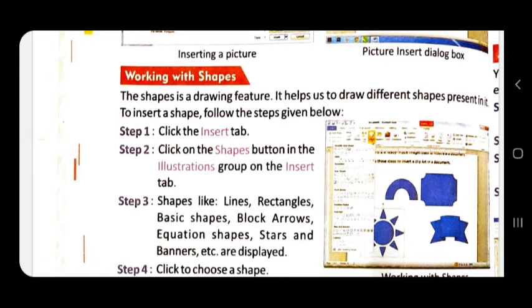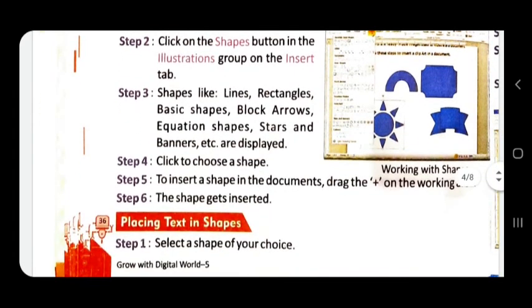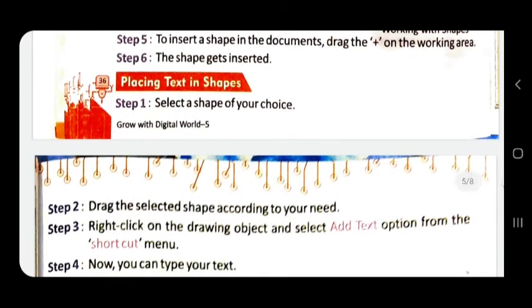To insert shapes, we need to follow some steps. Firstly, click on the Insert tab, and after that there is a Shapes button in the Illustrations group. To insert shapes, we need to click on the Shapes button. There are a number of shapes. You can choose any of them, and to insert the shape in the document, just drag the plus on the working area. When you drag the plus in the working area, the shape you have chosen will be inserted. So these are the simple steps.